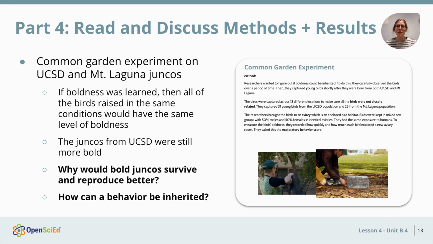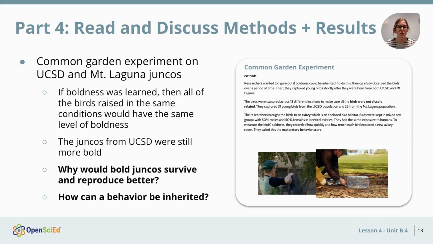Even though all the birds were taken away from their nest early on, there was still a difference in boldness between the two populations, UCSD and Mount Laguna. And the juncos from UCSD were still more bold. And this brings up some great questions.